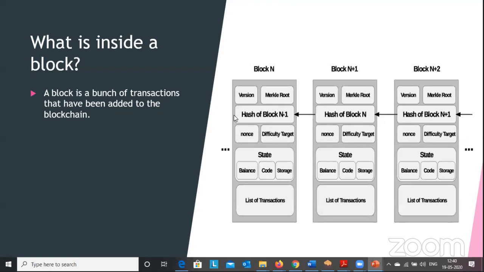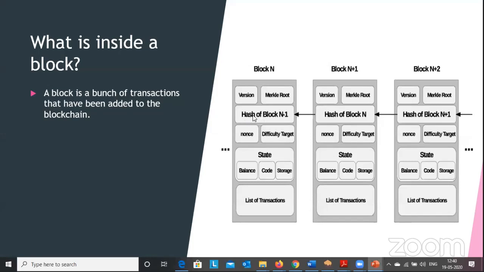Now in the block header we have some fields. You can see the version, which is the version of the blockchain. Then the Merkle root. The Merkle root is the hash of all the transactions we are going to store in a block. If you have 10 transactions in the body, the hash of all those values gives the Merkle root.